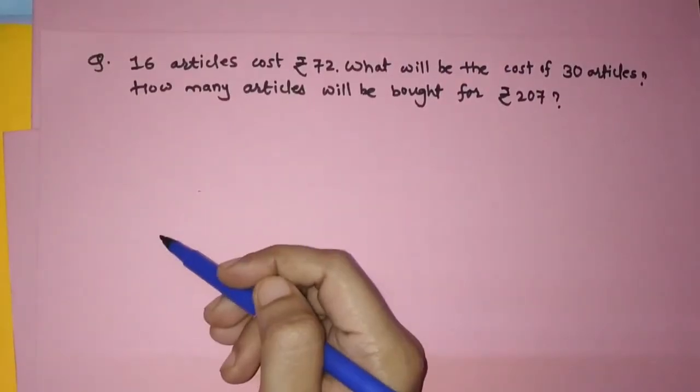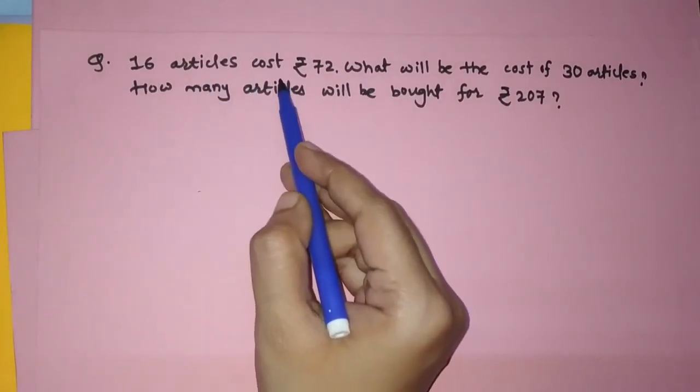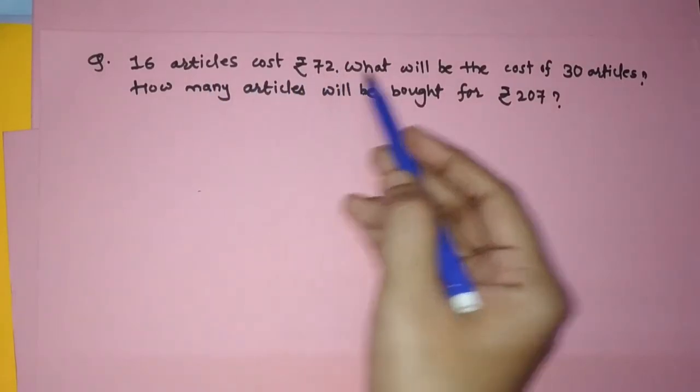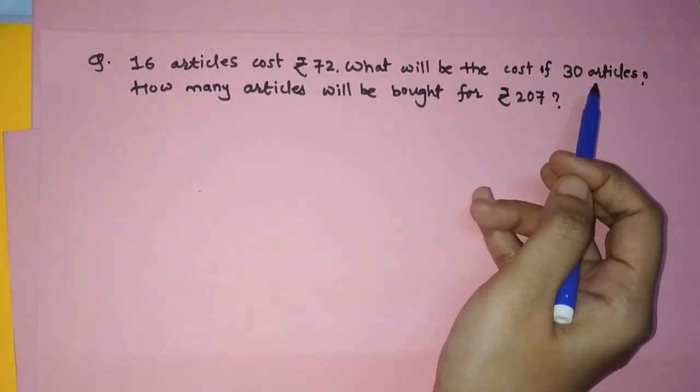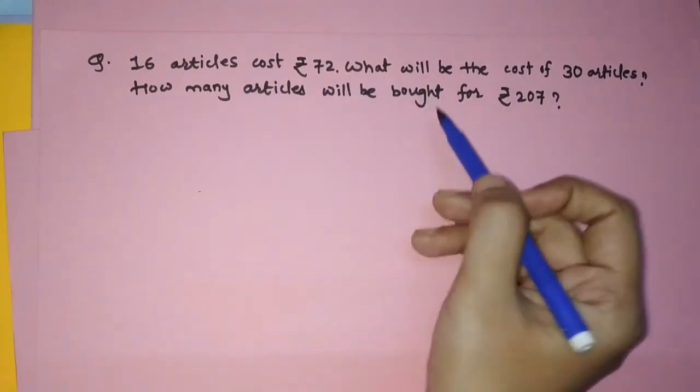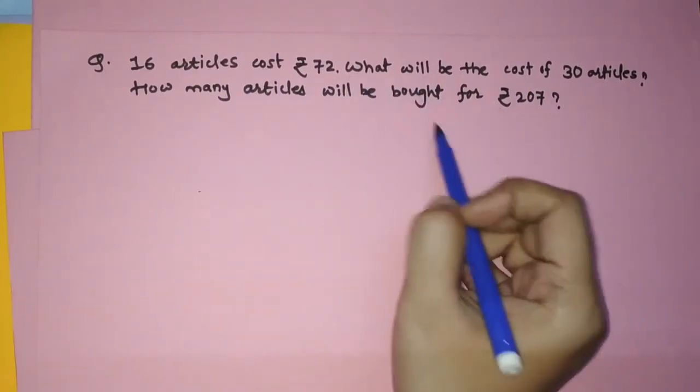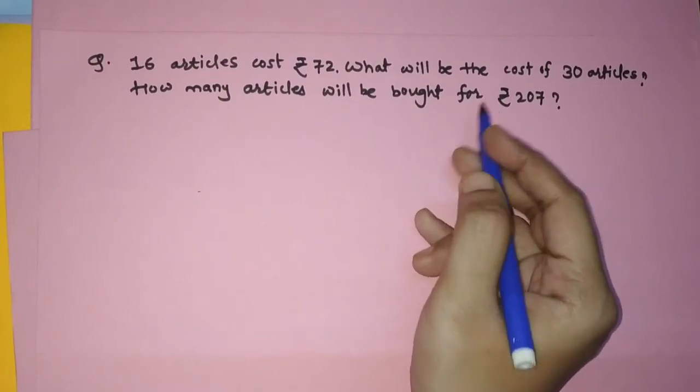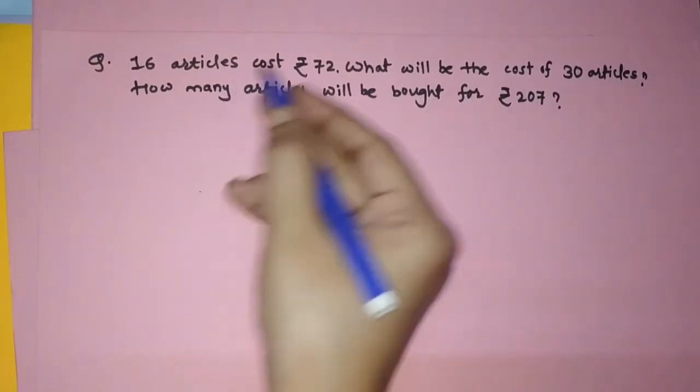So now moving to the next question. 16 articles cost rupees 72. What will be the cost of 30 articles? And how many articles will be bought for rupees 207? So in this question we need to find out the cost of 30 articles. First of all we'll go for that.